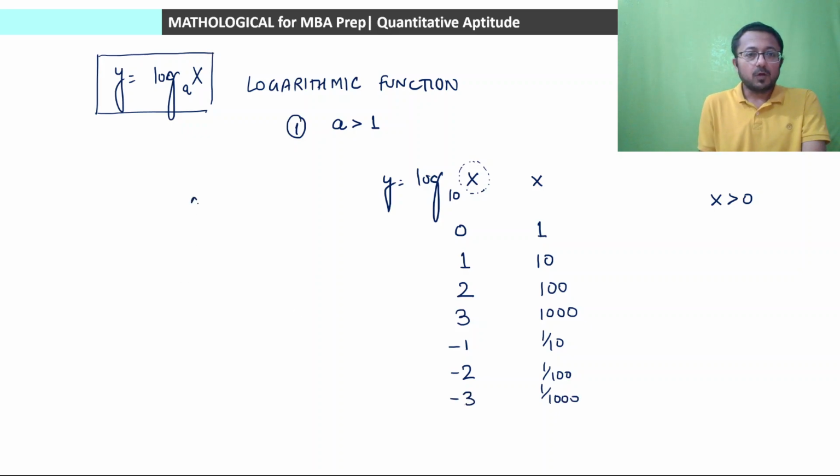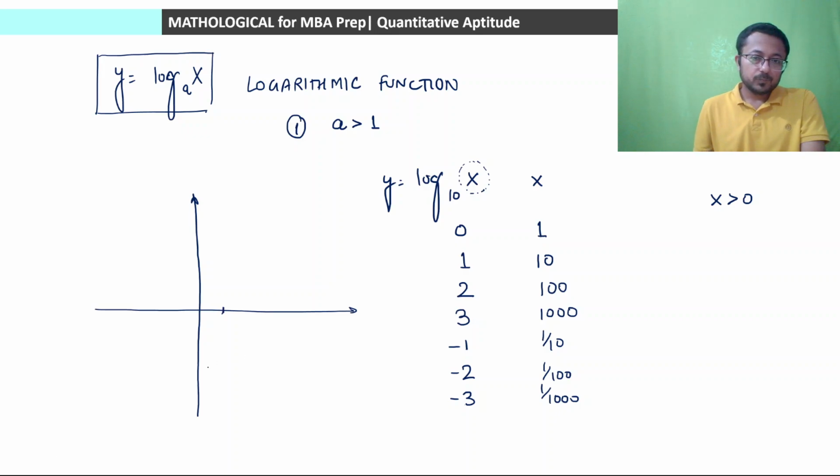So the graph of the logarithmic function when the base is greater than 1, at x equal to 1, the y value will be 0. This will be somewhat like this.